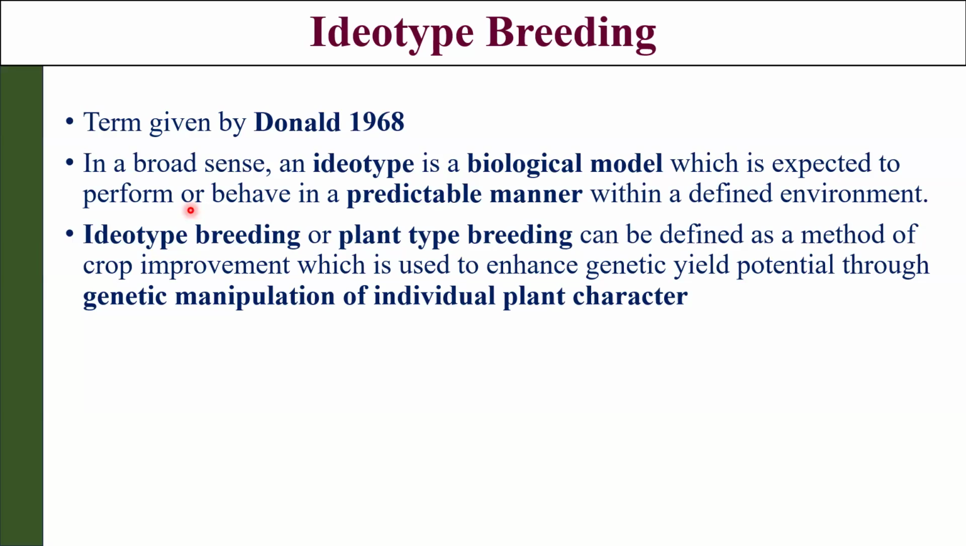If you expect 10 kg, it should yield 10 kg. If you expect 20 quintal, it should yield 20 quintal in a particular defined environment. It means first you define the environment, then you define the traits earlier, then try to bring the traits into the particular crop. Then you predict, and the plant should behave the way you predicted the phenotype. In general, that is the crux. Then we will discuss how you can develop this.